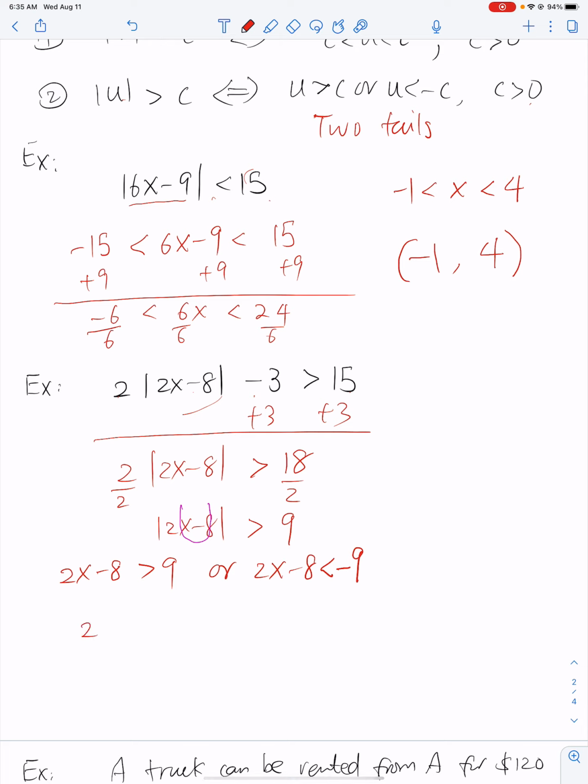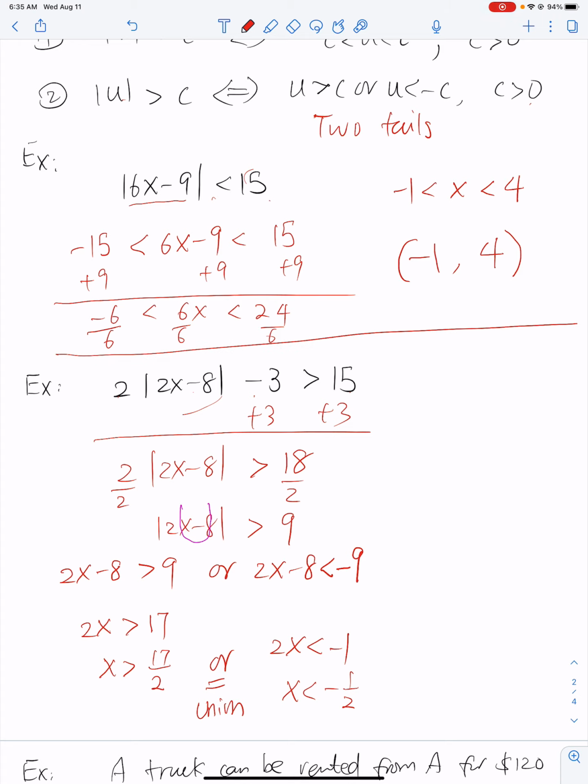Okay, so what does this mean? 2x bigger than 17, x is bigger than 17 over 2. Or 2x plus 8 less than negative 1, x is less than negative a half. Or means what? Union. Okay, union. Okay, so what will be the interval notation?